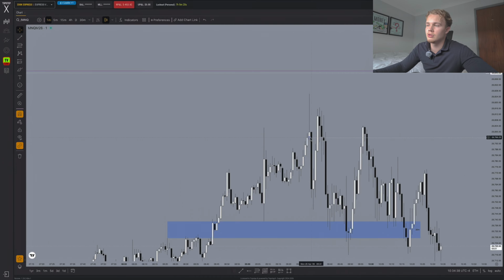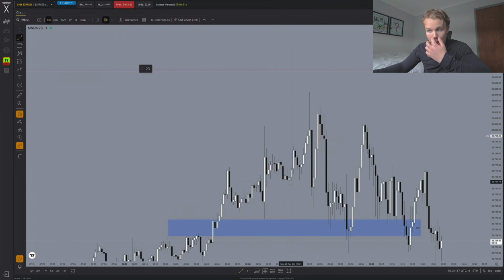What do I want to see in the markets? I want to see people get trapped into shorting the market. So as soon as markets open right here, price produces a massive wick. Price then shits the bed. It sweeps out this 5-minute low.